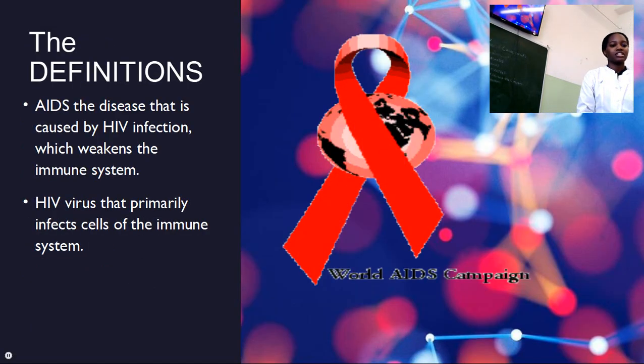Alright, so definitions. AIDS is the disease that is caused by the HIV virus. We all know that, through infection, which weakens the immune system. While HIV is the actual virus that primarily infects the cells of the immune system.